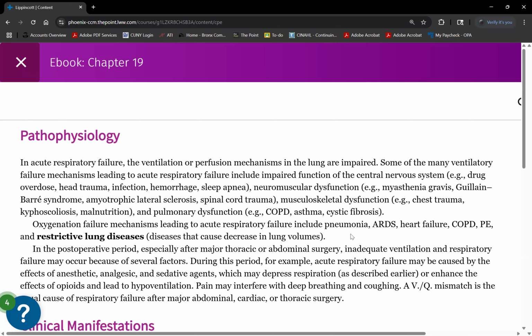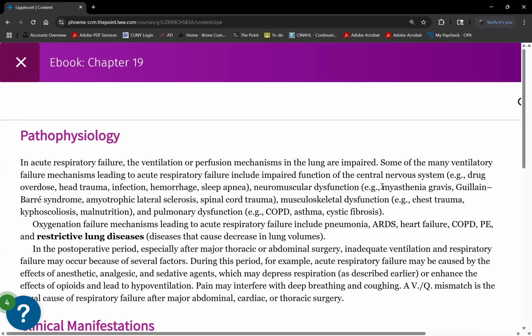Now, ventilation failure is through the following. Let's say you overdosed on cocaine, overdose on opioids. Drug overdose, head trauma. Why does head trauma lead to ventilatory failure? Brain herniation. Brain herniation leads to ventilatory failure. Infection.